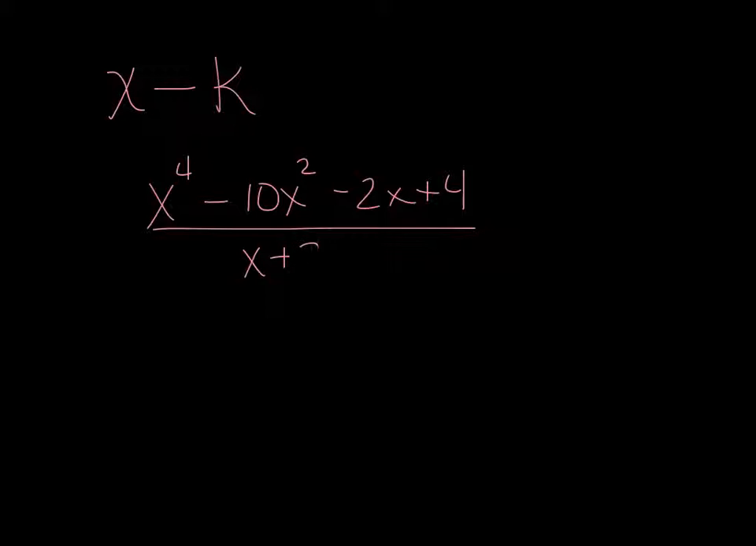So let's say that we wanted to divide x to the fourth minus 10x squared minus 2x plus 4 by x plus 3. That is a linear binomial, so I can use synthetic division. Remember we have our little box over here. The linear binomial has to be in the form x minus, so that's x minus negative 3. So negative 3 goes in the box.